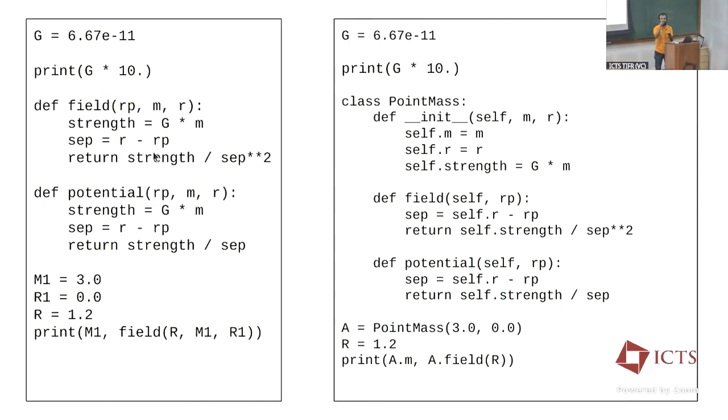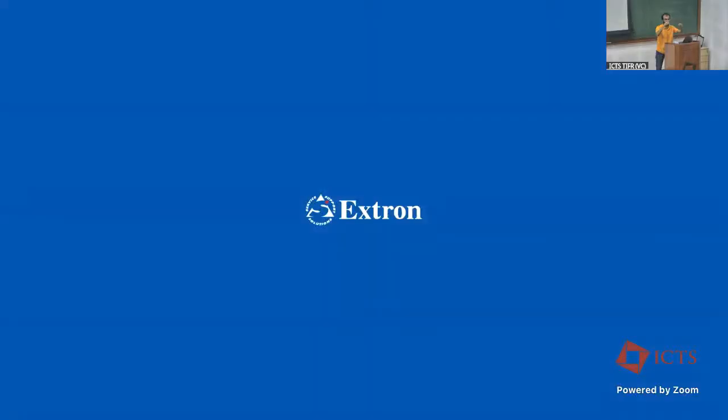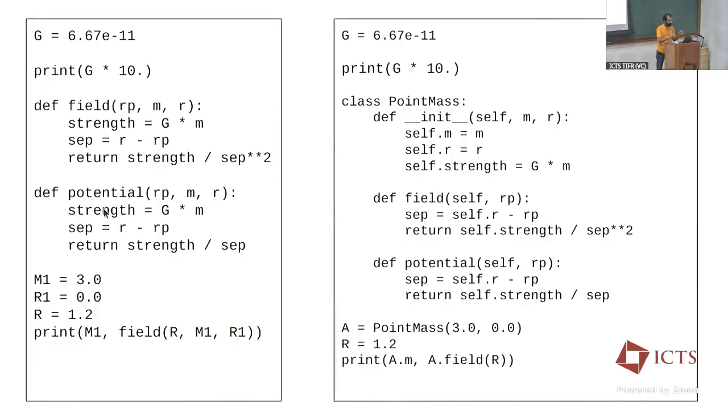So the field is created by mass and its position, and it depends on how far you are from that mass. Since the same mass is going to give rise to a field and a potential, you can create a class called a point mass, which has these properties called the mass and the position. And since in the end all you use is this GM in both places, you can also define a strength right in the beginning so that you don't have to recalculate again and again.